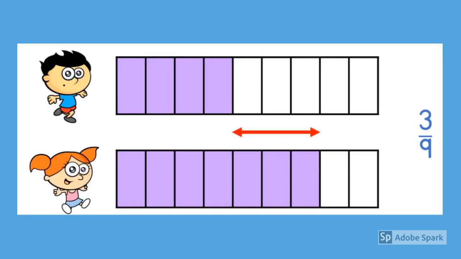Here we can see that Jack has run 4/9 of the distance and Alex has run 7/9 of the distance. We can see by the red arrows that Alex has run 3/9 further than Jack. But can you simplify 3/9? That's right, 3/9 is equivalent to 1/3.